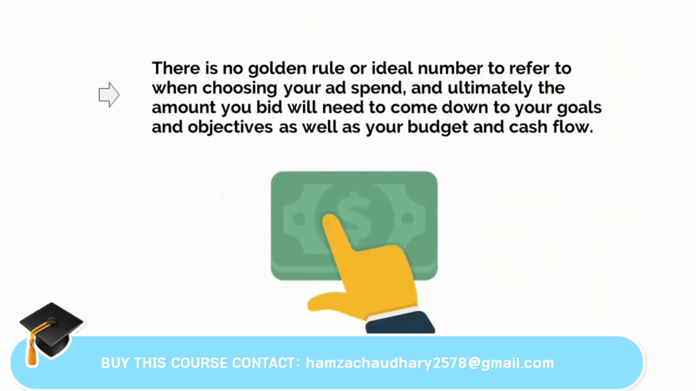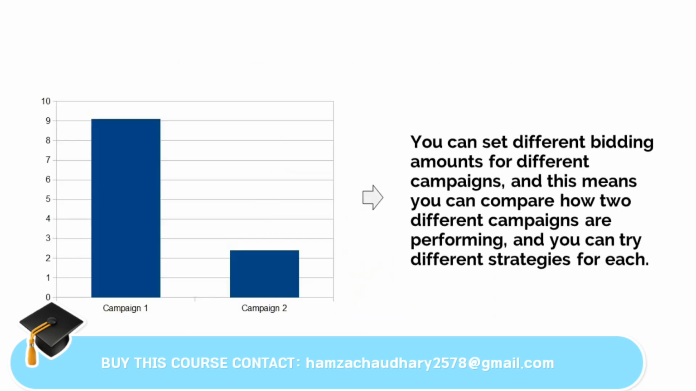Unfortunately, there is no golden rule or ideal number to refer to when choosing your ad spend, and ultimately the amount you bid will need to come down to your goals and objectives as well as your budget and cash flow. Of course, you can set different bidding amounts for different campaigns though, and this means you can compare how two different campaigns are performing, and you can try different strategies for each.